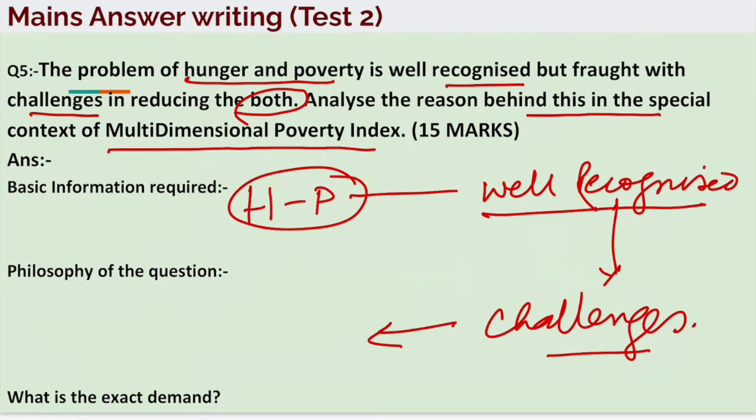And after that, you will have to do the analysis in the special context of multidimensional poverty index. Here, the word special means that you will have to give just a brief understanding of multidimensional poverty index. इसका मतलब ये नहीं है कि सारे क्वेश्चन को इसके लाइन पे लिखना है, क्योंकि मैंने यहाँ वर्ड यूज किया है स्पेशल. अगर मैं कहता कि एनालाइज द रीजन इन द कॉन्टेक्स्ट ऑफ मल्टी डायमेंशनल, तो तुम कर सकते थे, कुछ आंसर्स को मोल्ड कर सकते थे अकॉर्डिंग टू मल्टी डायमेंशनल पॉवर्टी इंडेक्स.